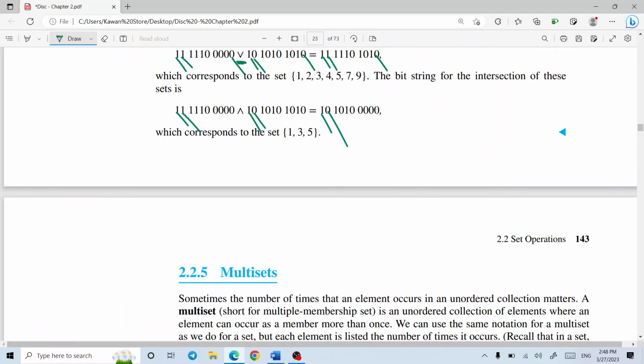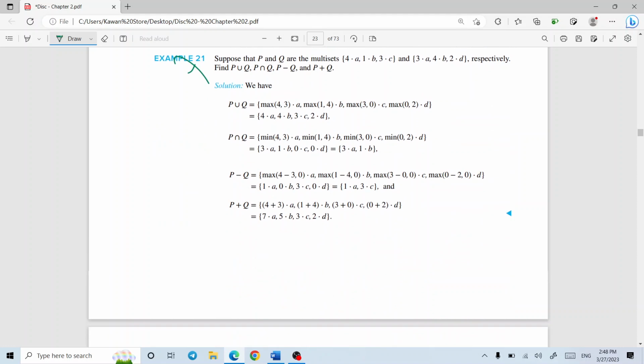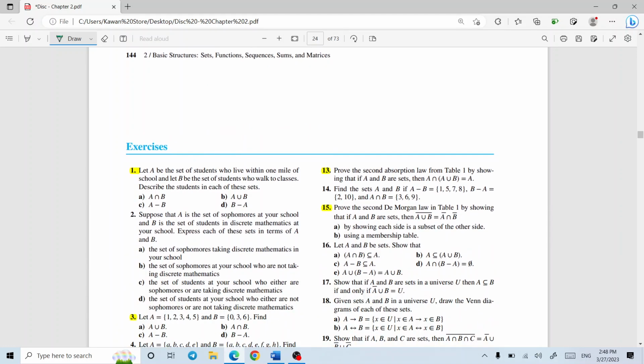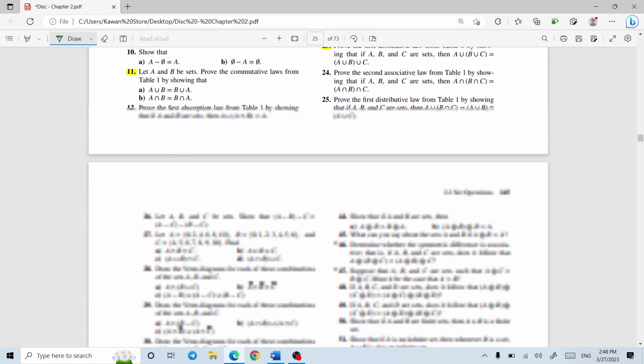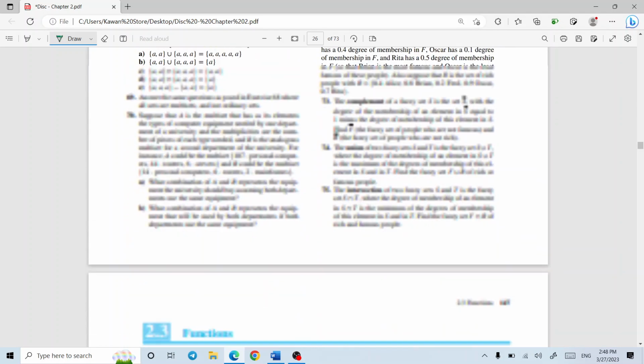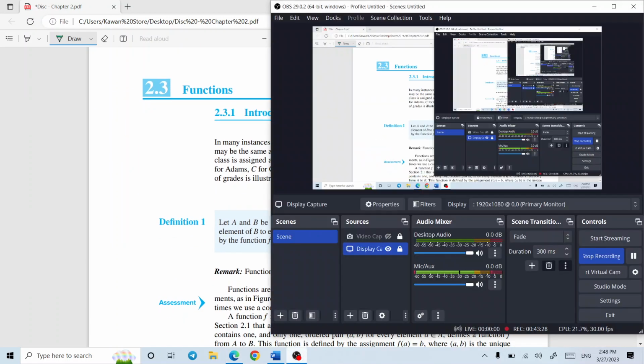Any question? So forget about multiple sets. We forget about the example of course 21 first. And you have this section. Any question about 2.2?